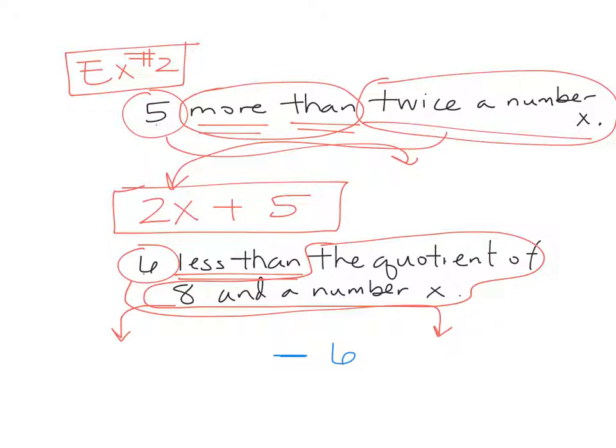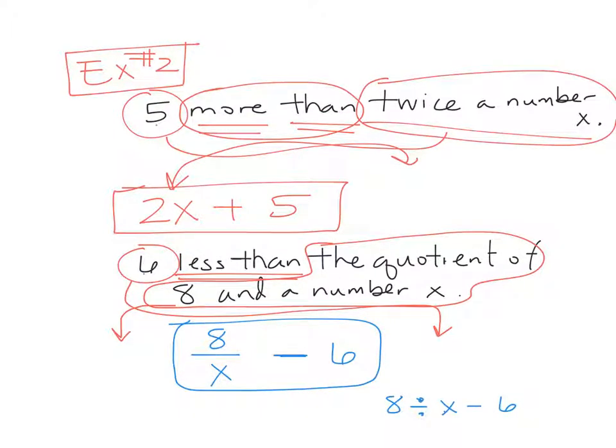What's going to come at the beginning? The quotient of 8 and a number x. What's quotient? Division. It's what divided by what? It's 8 divided by x. So I would write that 8 over x minus 6. Technically, you could write it also as 8 divided by x minus 6. That's just not the most common way to write it. It's not wrong. This is just more common. This is how you'll see it from me more often. It's how you'll see it in the book more often. Okay?